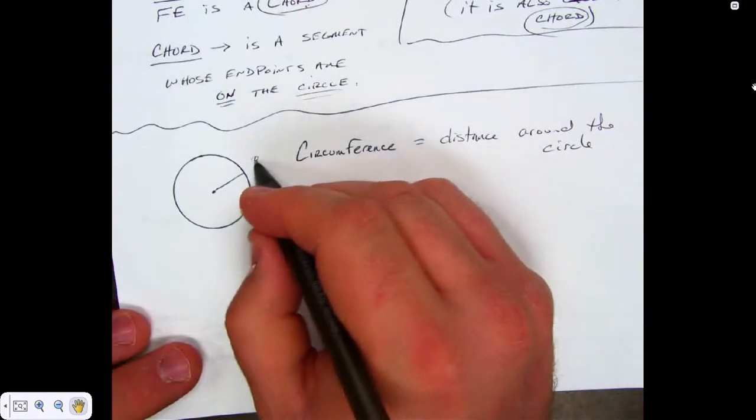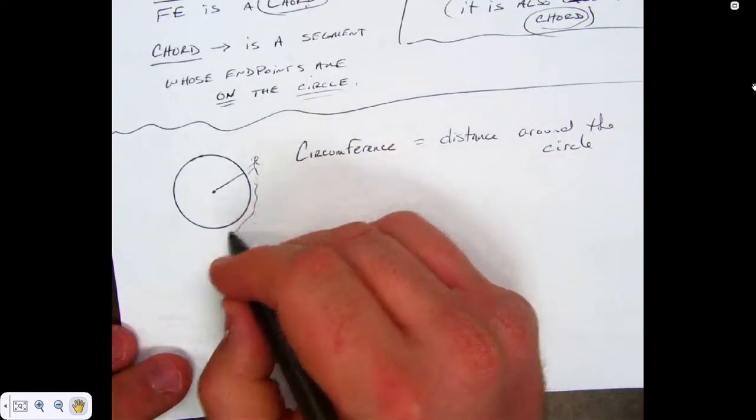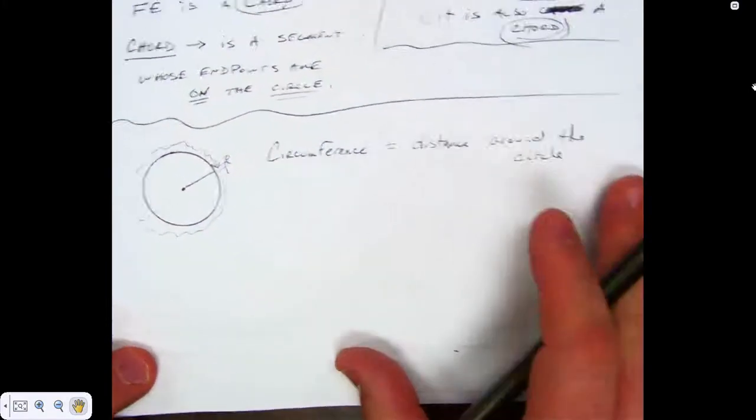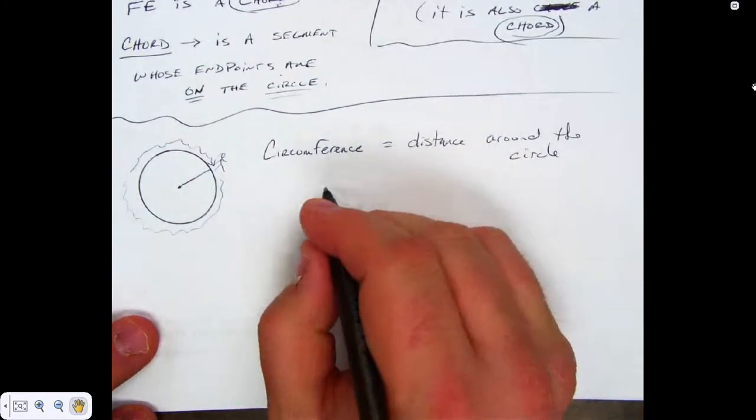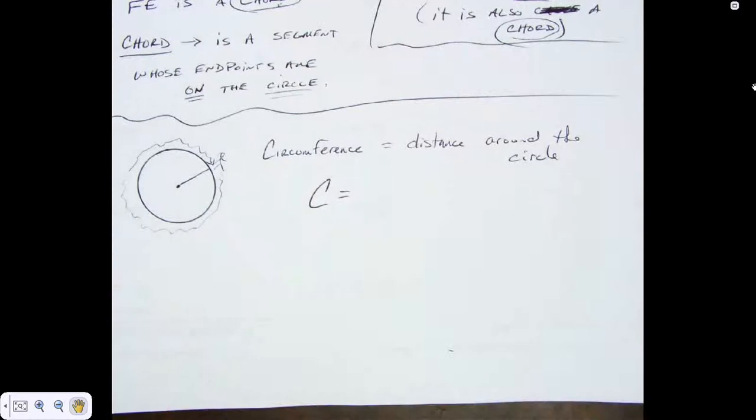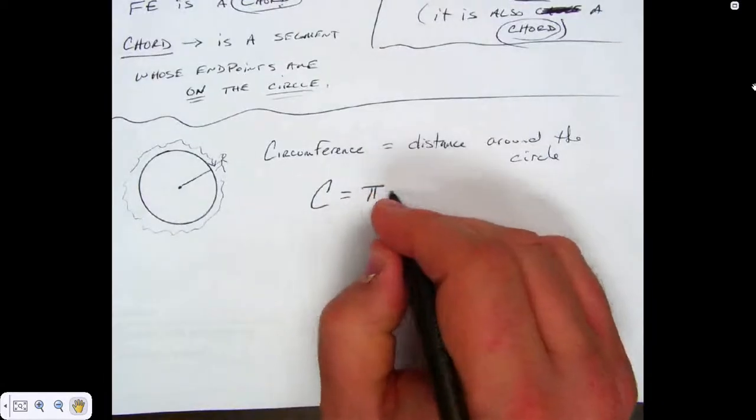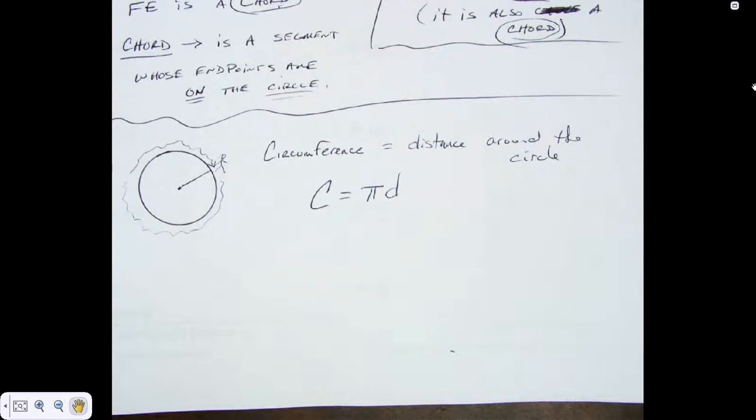Basically, if you were standing right here and you walked all the way around the circle, the distance you walked would be the circumference. Capital C is what you use, is equal to pi d. What is pi? It's a special non-terminating, non-repeating decimal.